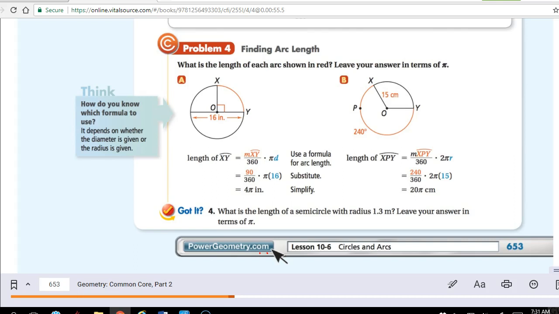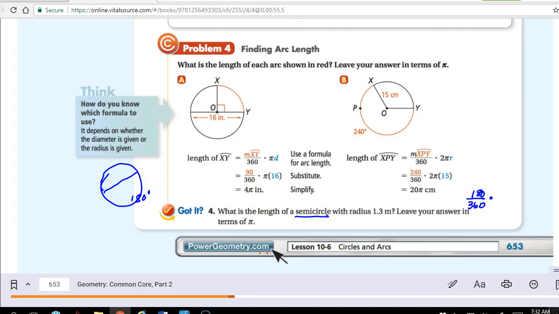Okay, so let's look at the next one real quickly. What is the length of the semicircle with a radius of 1.3? Leave your answer in terms of pi. Now again, think about this. If you have a circle here, the very word semicircle means half of the circle. Okay, so if you've got half of a circle, then I know it's going to be 180 degrees. So I'm simply going to take the 180 degrees divided by 360, that's going to end up being half, because that's what a semicircle is. It's half of the circle.